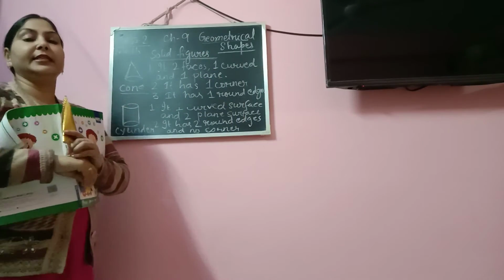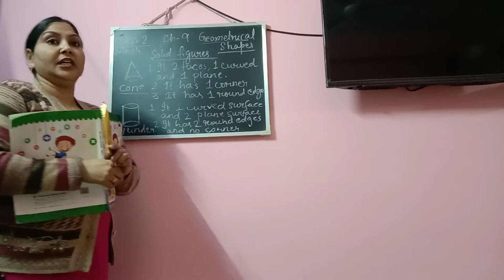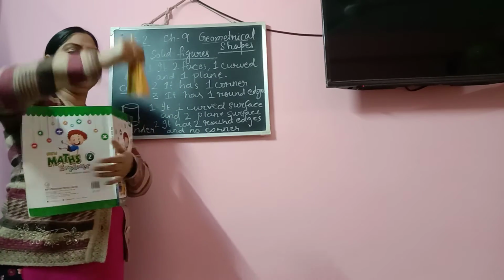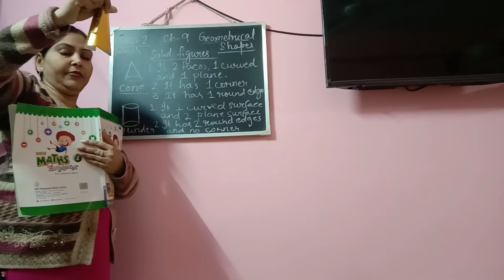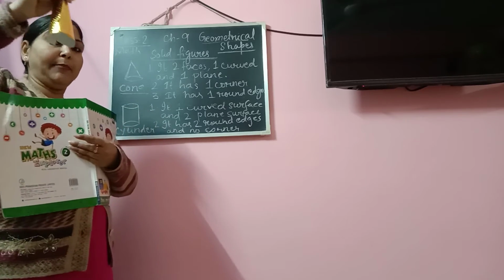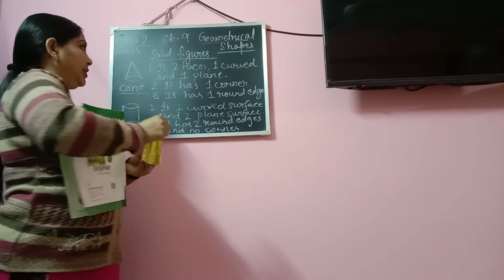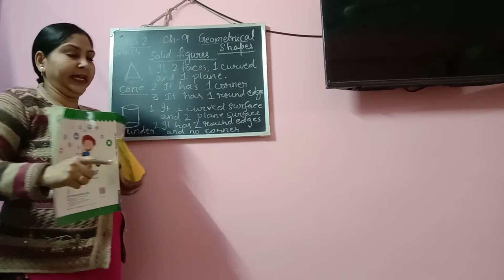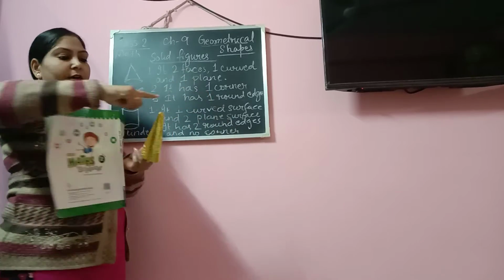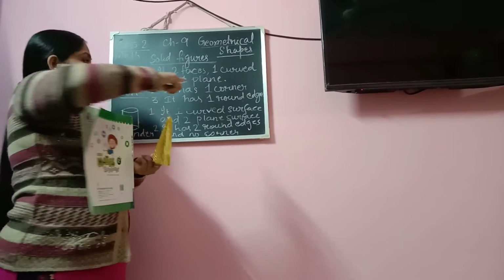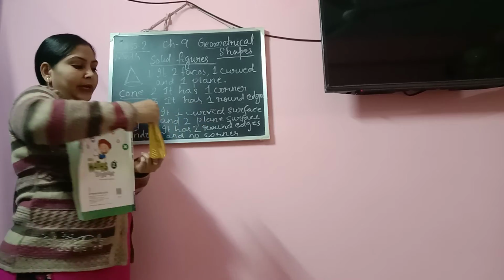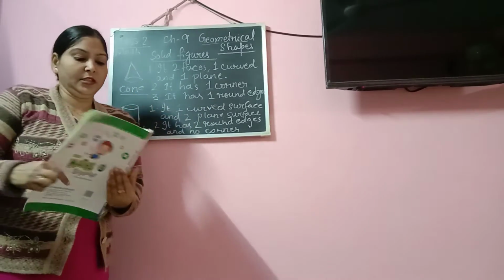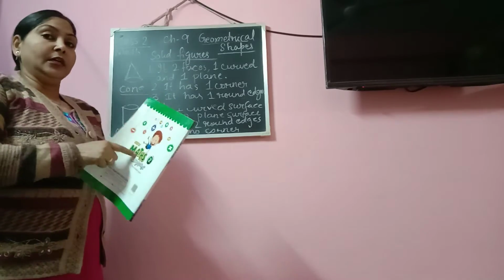Okay, so let us revise the features of cone. As you can see here, this is the shape of the cone, and we have often noticed the cap of clowns looks like a cone shape. So it has two faces, one curved and one plain. It has one corner, as you can see this is one corner, and it has one round edge. So this one is the round edge. Okay, so this is all about the solid shapes.